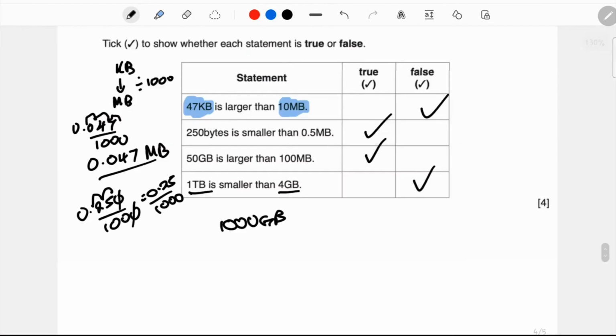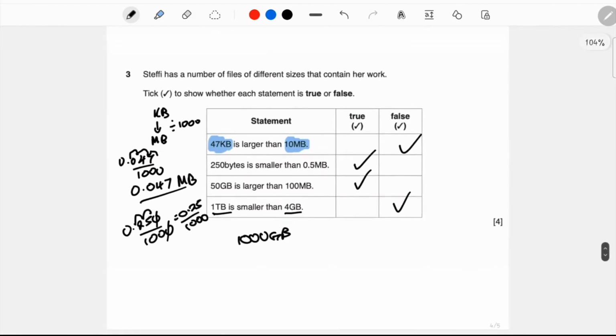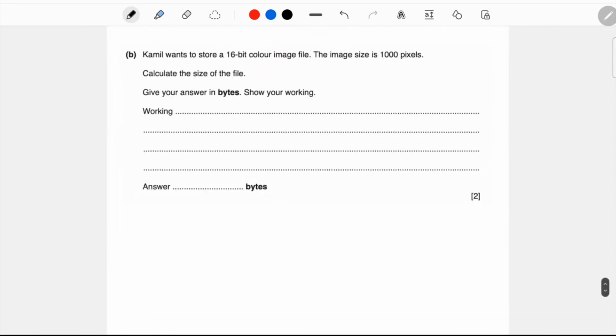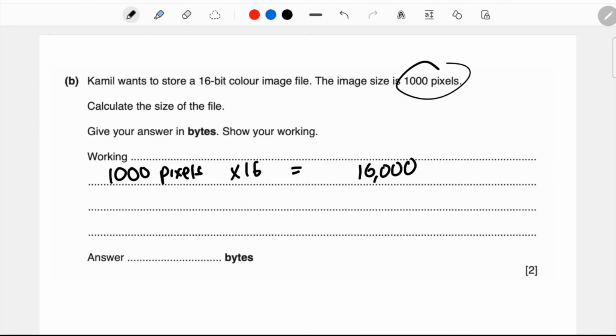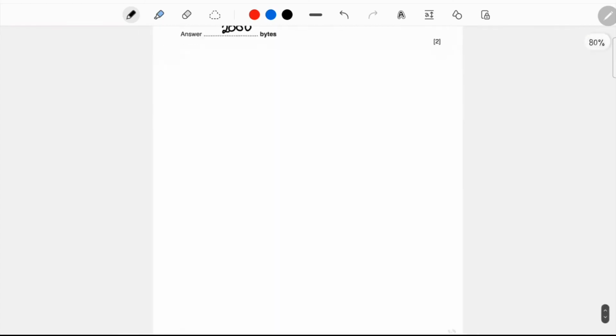Pretty simple. Some of these questions, you don't even have to do the entire calculations, so you just get straight to the answer. Go to the final question. It looks like a similar question to what we have been doing, but this time they've given us the pixels. 1000 pixels, let's get the bits by multiplying by 16. That will be 16,000. To get bytes, we do 16,000 divided by 8, so that will be 2,000 bytes. That marks the end of this video.